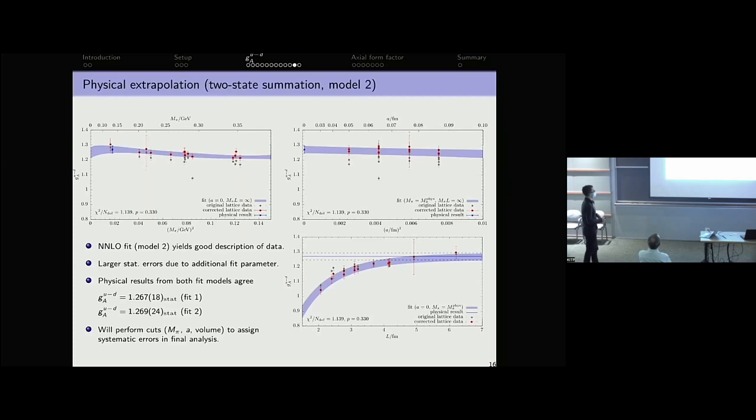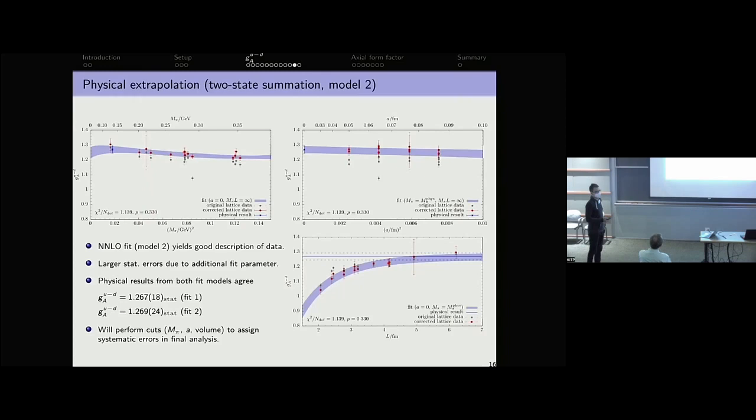Now, as I said, this is also not yet final. There's, by the way, one ensemble missing. This ensemble at 170 MeV pion mass is not in there yet, because the statistics has not been reached. This has not reached full statistics yet. But for the final analysis, we will also perform cuts in pion mass, lattice spacing, and the volume to assign systematic errors to that.